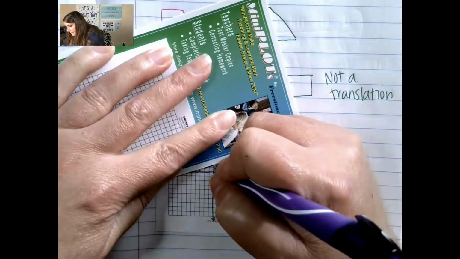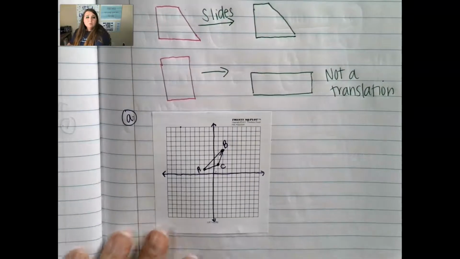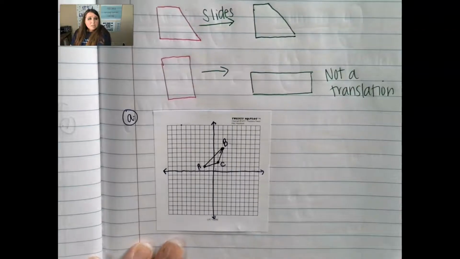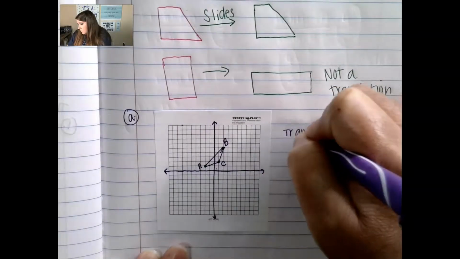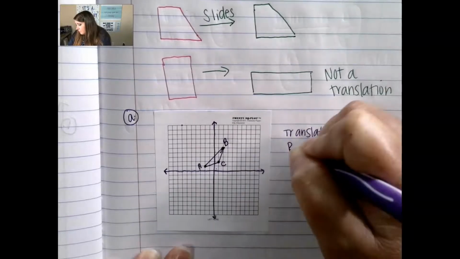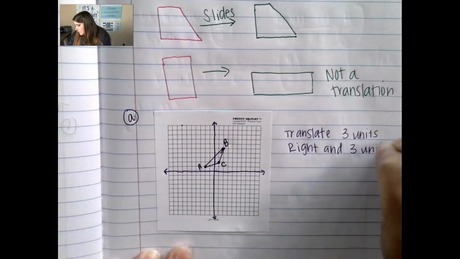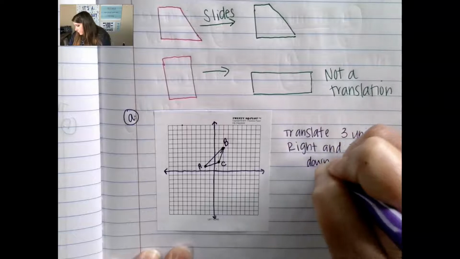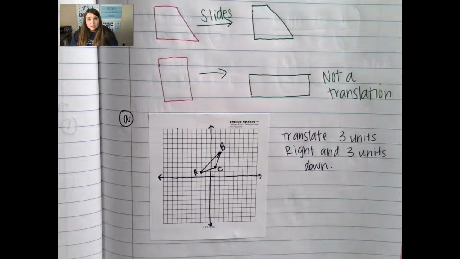Now, Big Ideas will give you the shape and then tell you how to move it. So the directions here say to move each vertex 3 units to the right and 3 units down. So we want to translate 3 units right and 3 units down. Okay, so we're just going to start by looking at each point, and we're going to move each point to where we want to go.